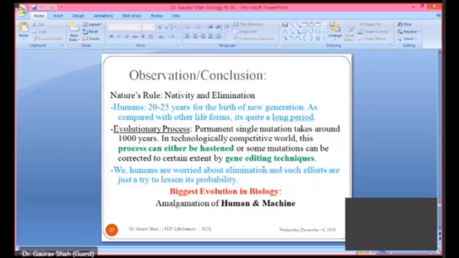Or some mutations can be corrected to a certain extent by gene editing techniques, and you are well aware of the current Nobel Prize in chemistry, CRISPR-Cas9, we have achieved, and we are moving. So if this is a jigsaw puzzle, and you try to focus on all those areas in a very different way, it's all about conquering death. We want to live forever. So now we humans are worried about our elimination, because we are well aware of nature's rule, and we are witnessing it.